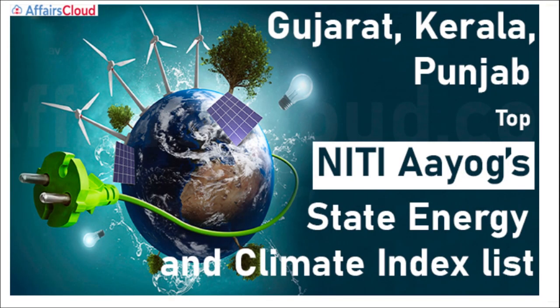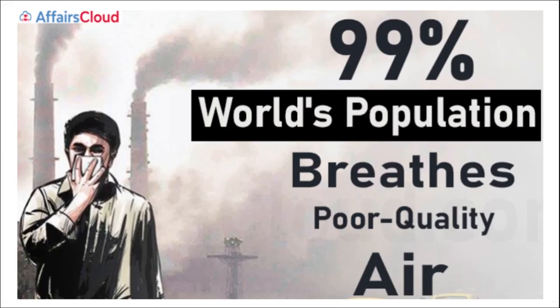Next, we will be talking about the Niti Aayog State Energy and Climate Index list. I repeat, next is Niti Aayog's State Energy and Climate Index list. So the first question from this news is: who releases the State Energy and Climate Index list? It is released by Niti Aayog. Which state topped in this index? It was Gujarat, Kerala and Punjab that topped the Niti Aayog State Energy and Climate Index list.